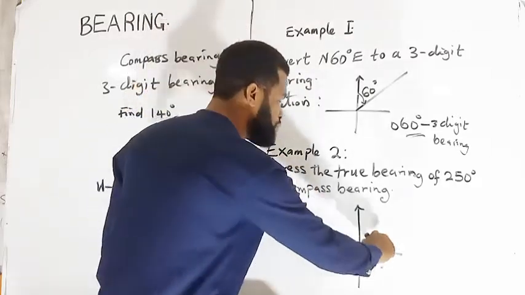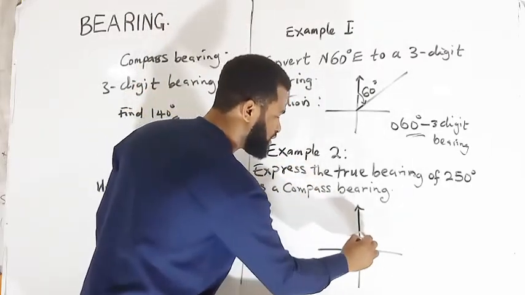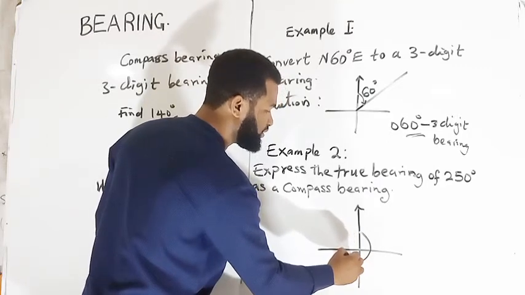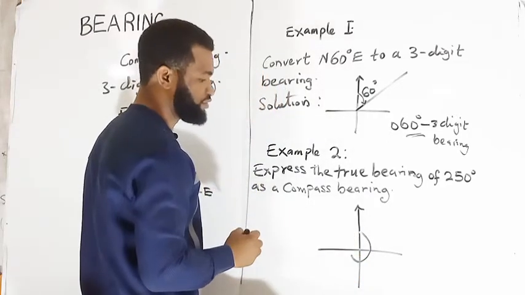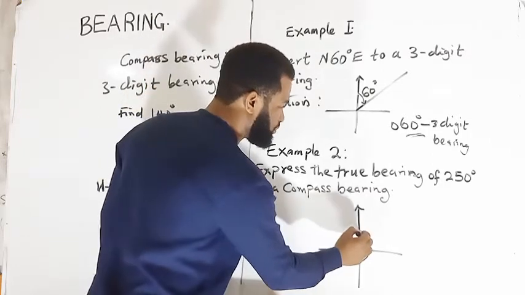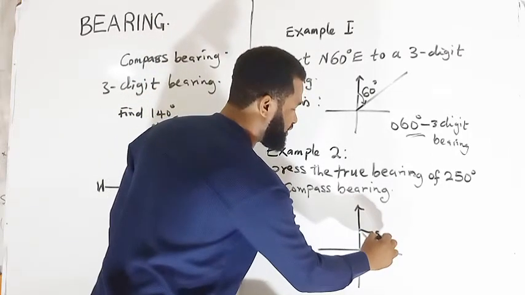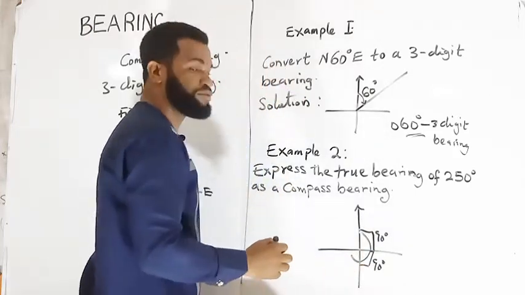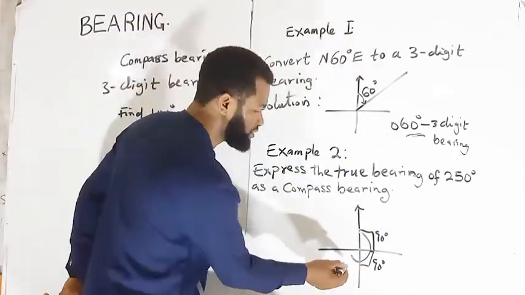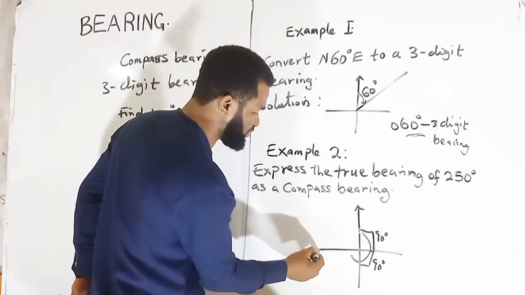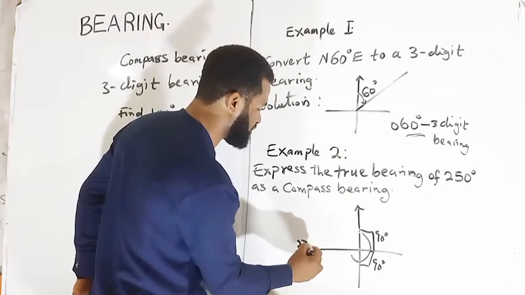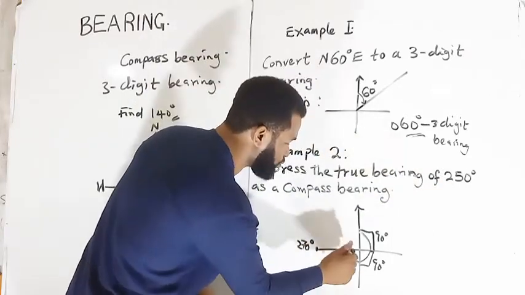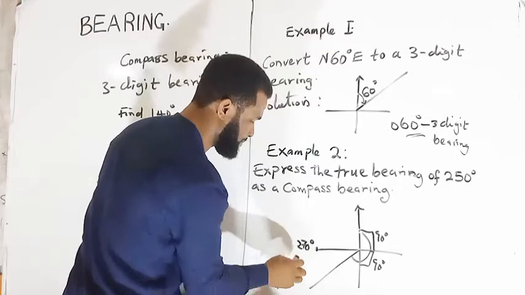From the north, I will move this direction. So I'm going to move 90, 180, then somewhere here is going to be 250, because from here to here is 90 degrees. From here to here is another 90 degrees, which is 180. Then if I reach here, this place is where 270 degrees is. So I won't reach here because I'm looking for 250. So I will stop somewhere here. Good.